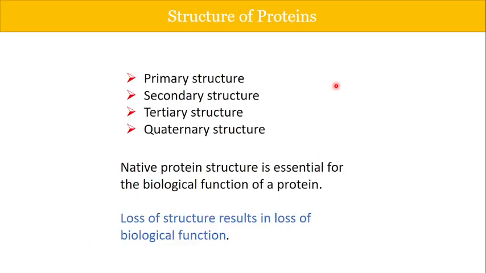Now coming to the structure of the protein, we have four different structures. We can classify them as the primary structure, then the secondary structure, followed by the tertiary structure, and finally we can speak of the quaternary structure. The native protein structure is essential for the biological function of a protein, and loss of structure results in the loss of biological function.